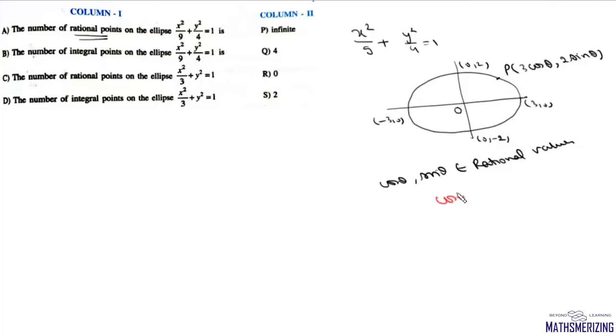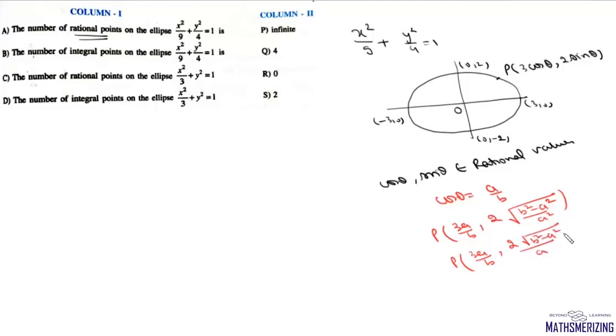Now say cos theta is a upon b, then we can write this point as 3a upon b and then 2 times sin theta. What is sin theta? Sin theta is under root of b square minus a square upon b. So we can write this point P as 3a upon b and then 2 under root of b square minus a square upon b.